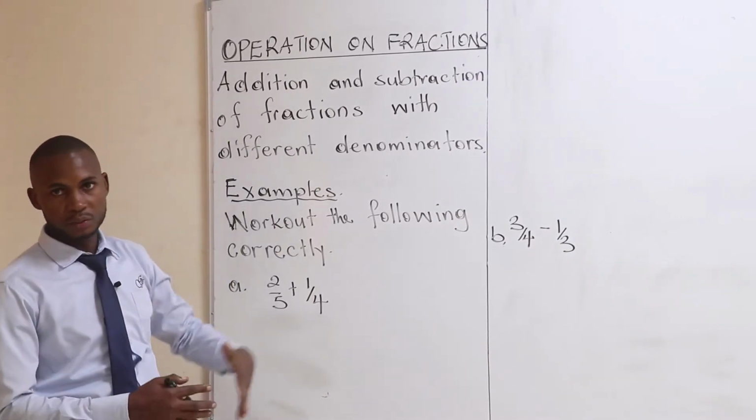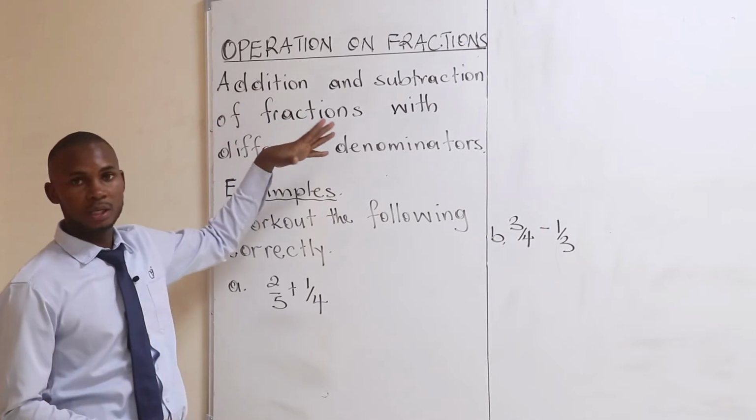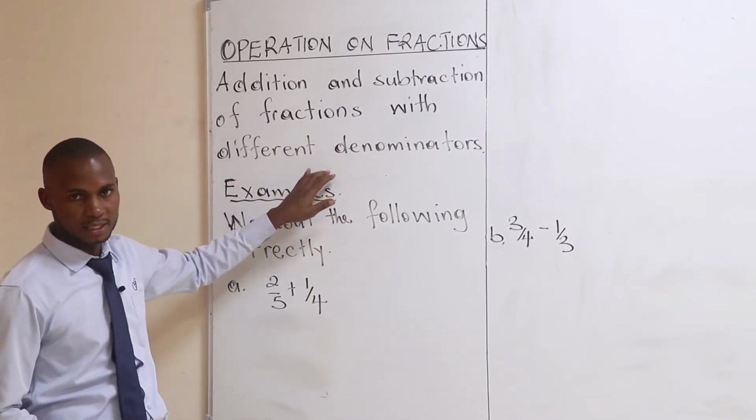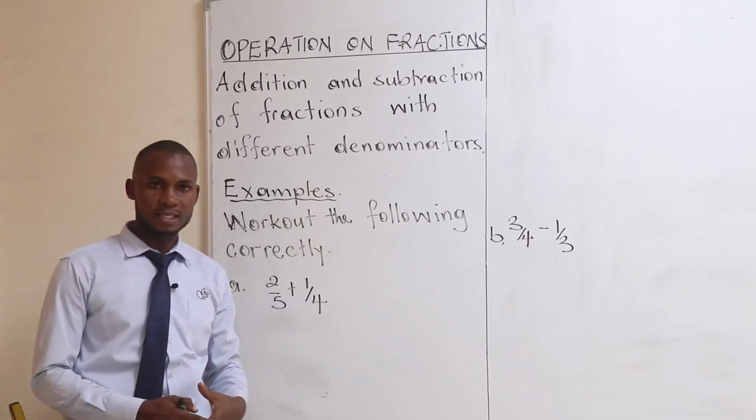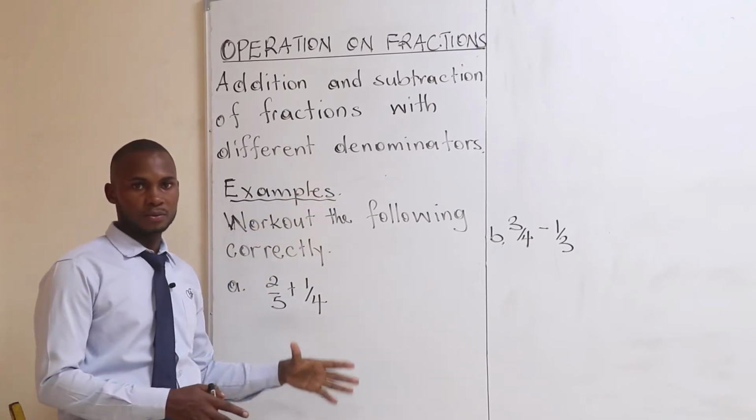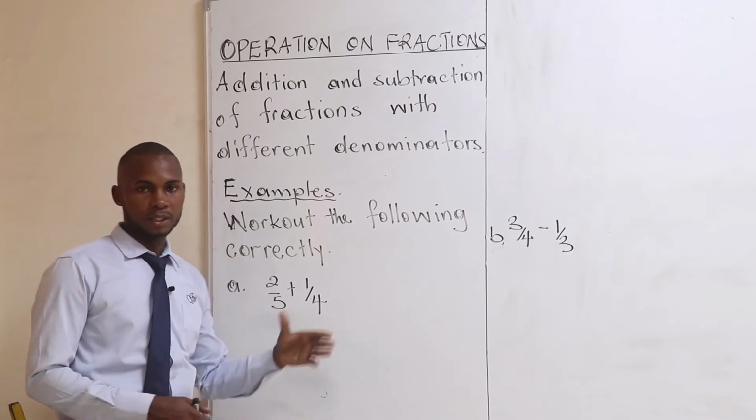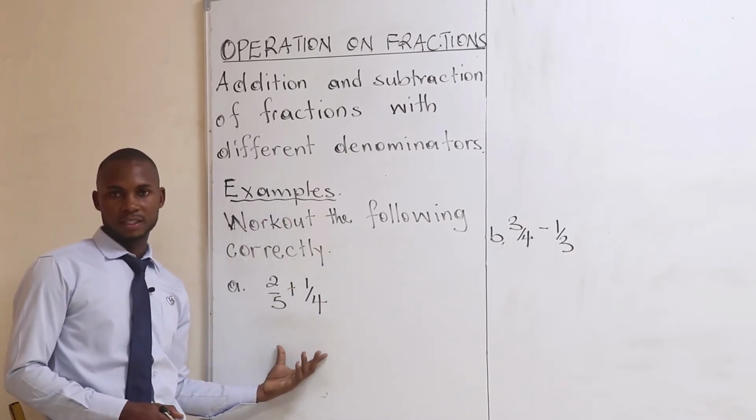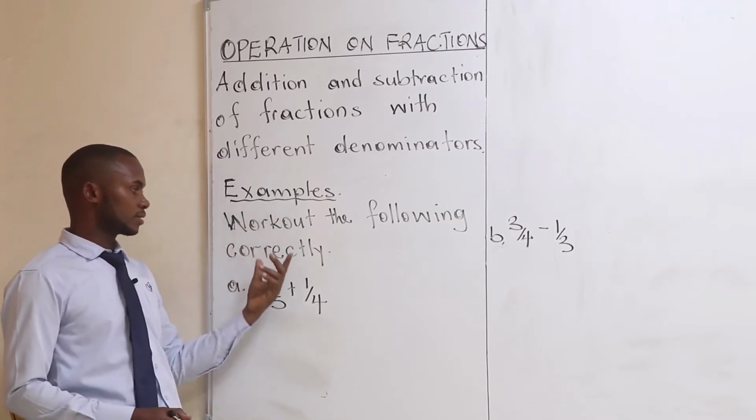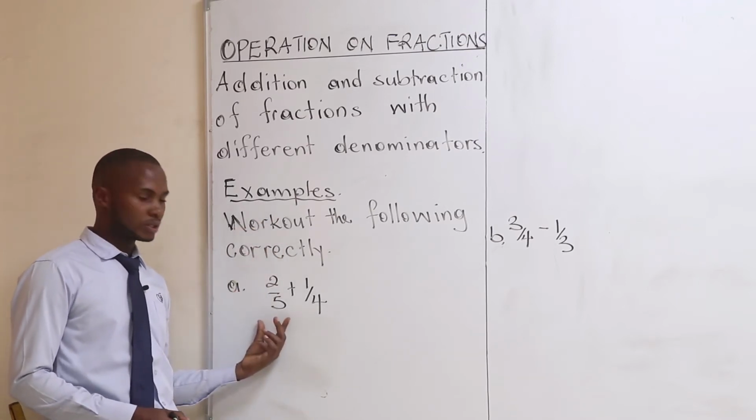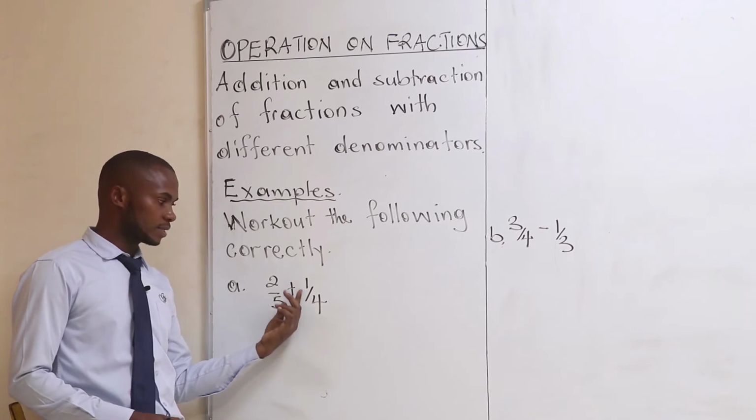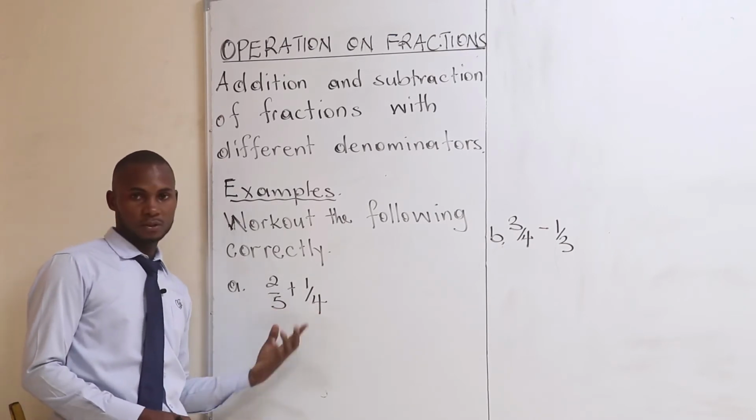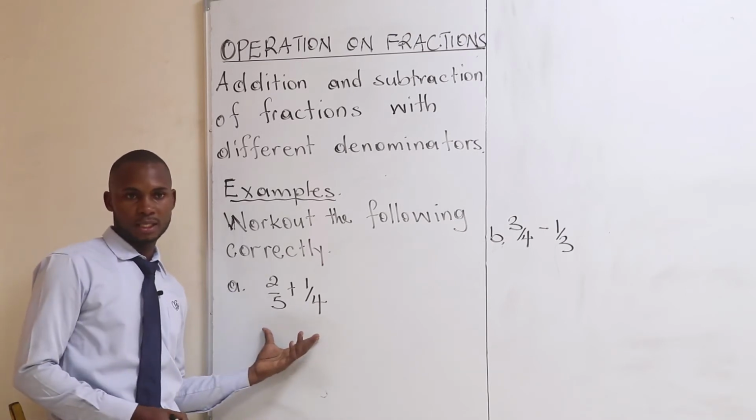In operation, we shall start with addition and subtraction of fractions with different denominators. In the previous classes, I hope we saw how to subtract fractions of the same denominators. This time around, let us see what happens if it is a different denominator. Take an example. They are telling us to work out 2 out of 5 plus a quarter. This one is 5, then this one is 4. So these ones are different denominators.